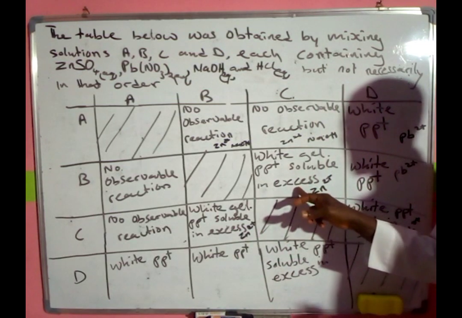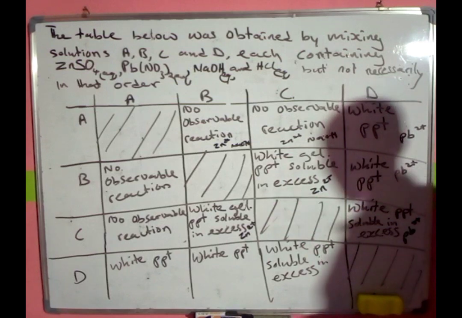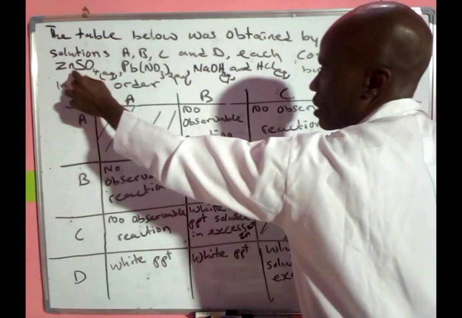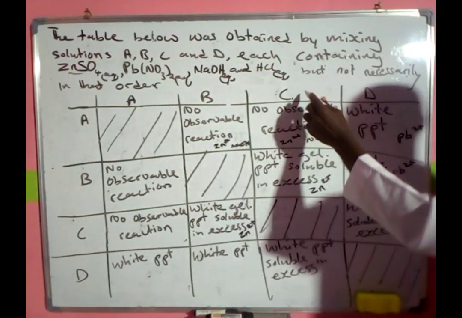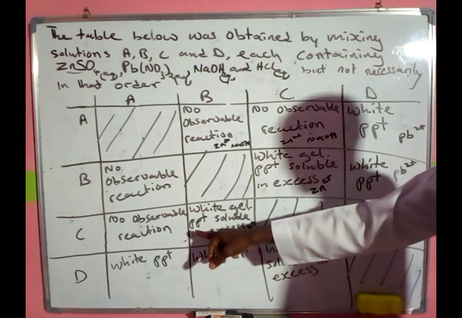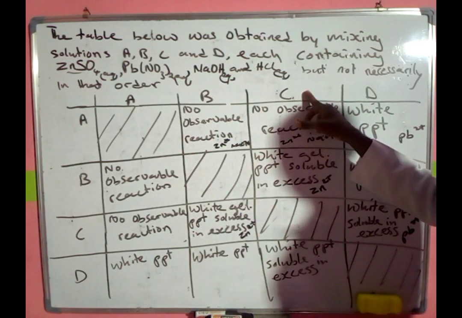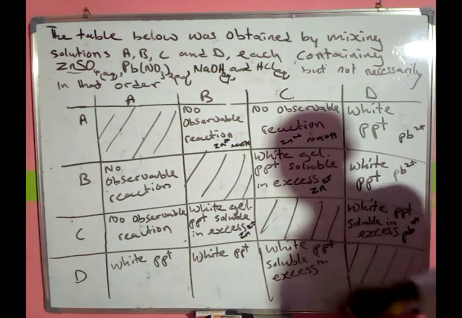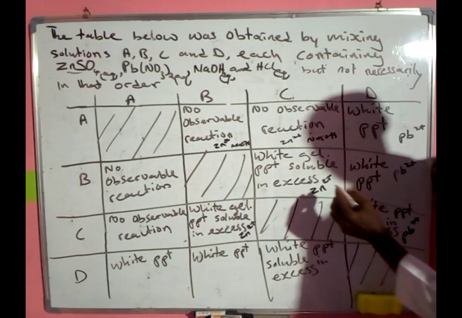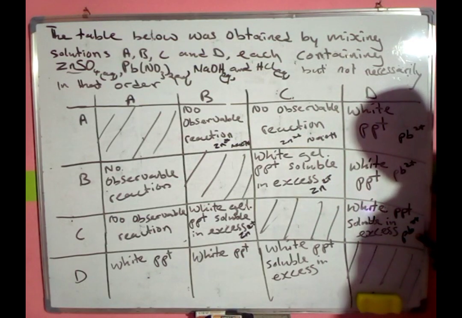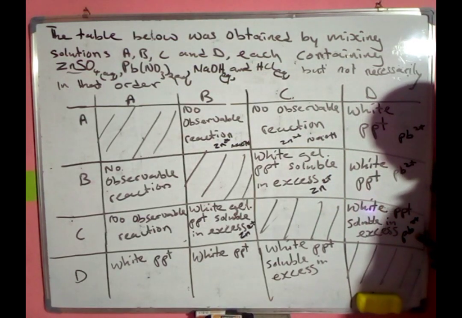Here is also zinc ion. That means what we have here is zinc tetraoxosulphate VI. C is likely to be zinc tetraoxosulphate VI. Coming over to this place again, since this is the reaction we have at this very column, meaning that we have zinc ion here. This place is giving us white precipitate soluble in excess, meaning that is lead.